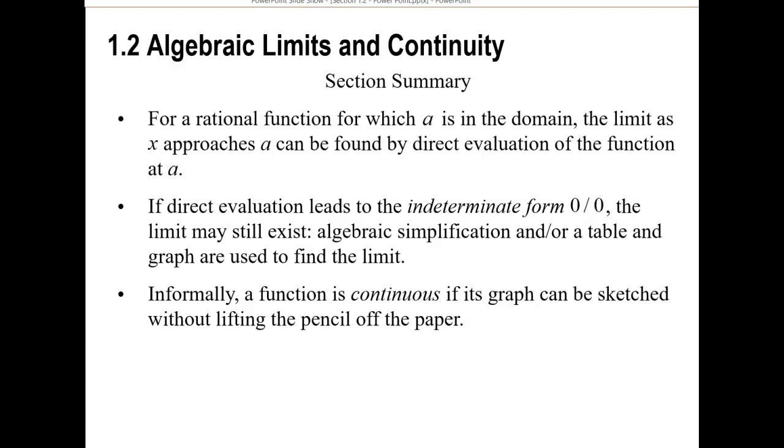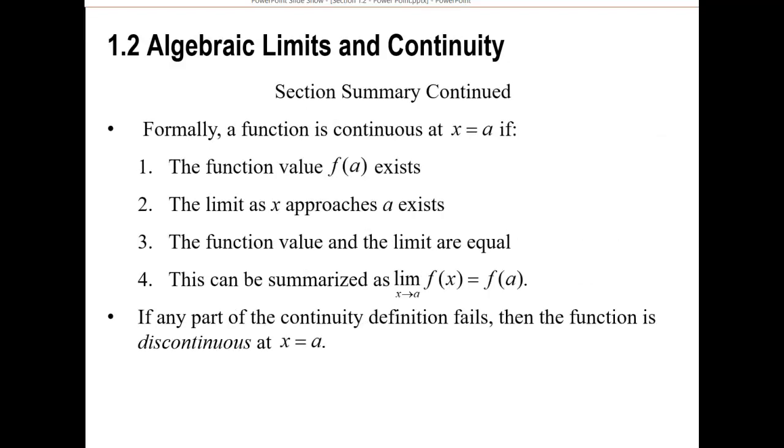All right, informally, a function is continuous if its graph can be sketched without lifting the pencil, right? But that's basically what those 3 criteria of our checklist show us. So formally, to check if a function is continuous at a, the function has to have a value at a, the limit as x approaches a has to exist, and then the function value and the limit have to be the same. So it's summarized as this, that your limit as you approach a has to equal the value f of a. If any part of the continuity definition fails, if any of those 3 conditions are not satisfied, the function is discontinuous at a.